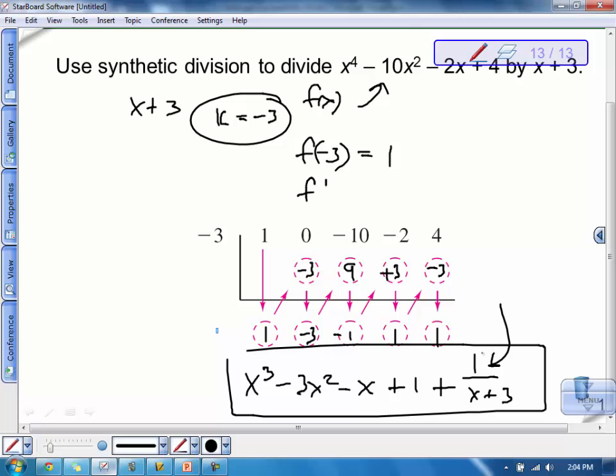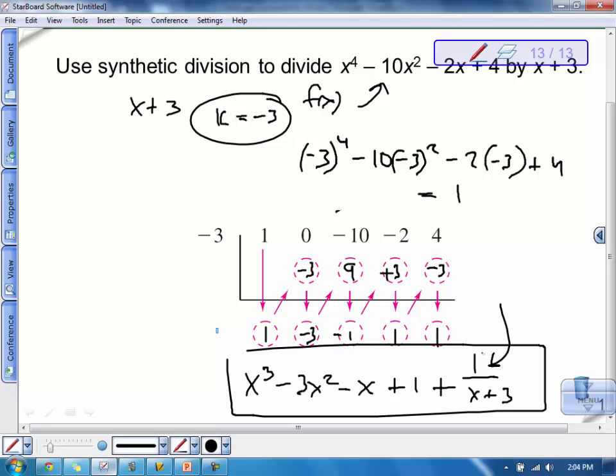So what the remainder theorem says is f of k equals the remainder. So I'm going to take k, which in this case is negative 3, and I'm going to plug it in here, and I should get 1. All right? So you could go ahead and try this, but it's negative 3 to the 4th power minus 10 times negative 3 squared minus 2 times negative 3 plus 4. And if you do that in your calculator, you should get 1, which verifies that that is the remainder.